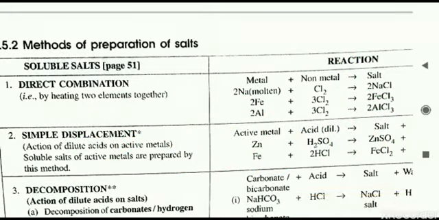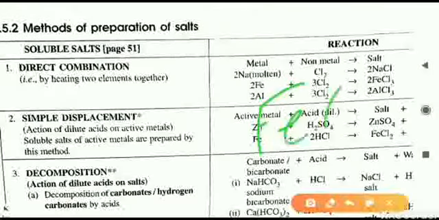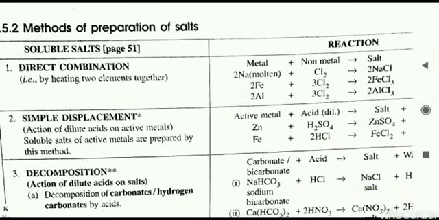So that is why it is ferric chloride. Iron has two valencies, Fe2+ and Fe3+. If it were Fe2+, then it should have been FeCl2. It is not FeCl2, it is FeCl3. That means iron's valency is 3.